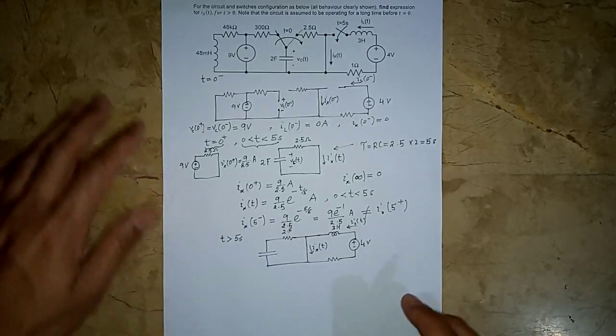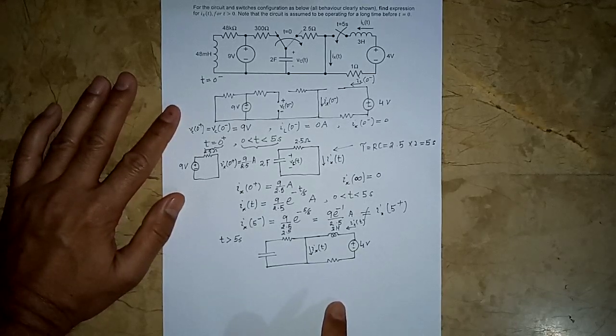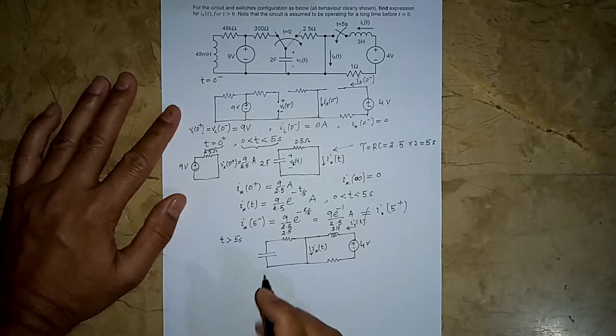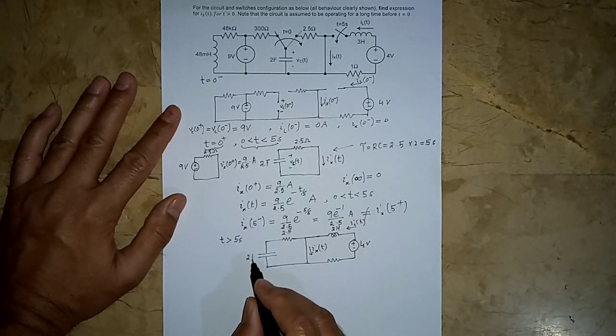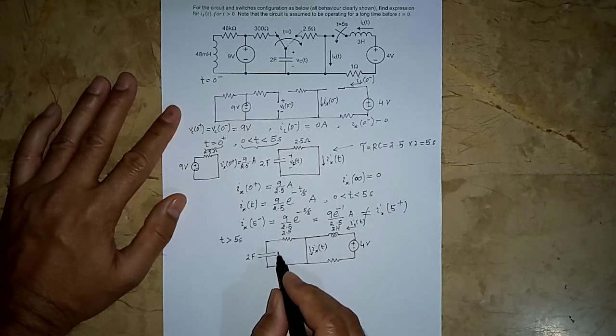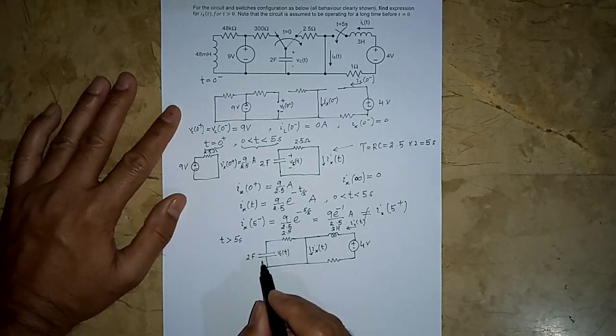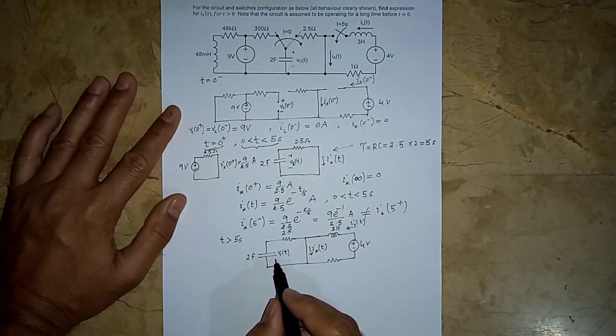So here we have the same problem, and we came to this point, t greater than 5 seconds. So we have a capacitor, the same capacitor, but this is very important. The voltage on this capacitor is not 9 volts any longer. We must know that the capacitor has discharged a bit.